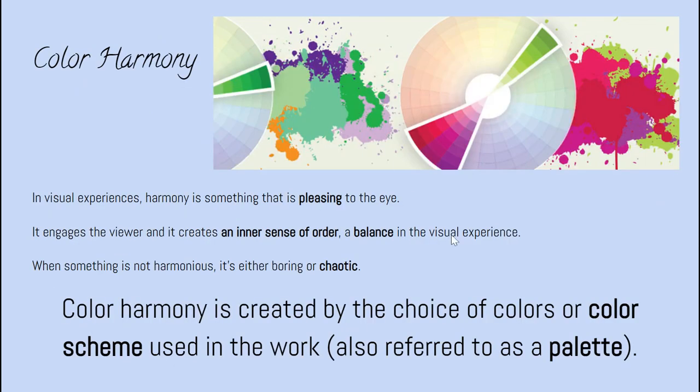Color harmony is the next kind of section to transition to. And this is where it gets really fun to experiment and think about what works, what brings a pleasing feeling to the visuals, what makes it feel like it makes sense, that it's balanced, or does it become more chaotic because it's not harmonious? So, color harmony is created by the choice of colors, or what we call a color scheme or a palette within a work.